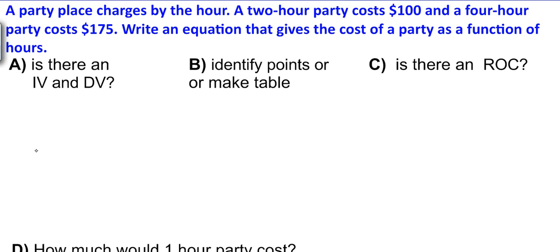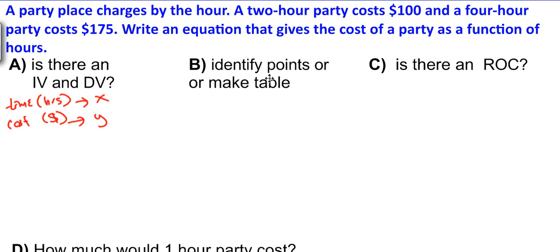Again, we're looking for, is there an IV and DV? Is there an independent and dependent? What are the things that can change? Certainly the time of the party can change, and we are talking about hours. And the cost of the party can change, and we're talking about dollars. Well, this is my independent, and my cost is dependent on the time.